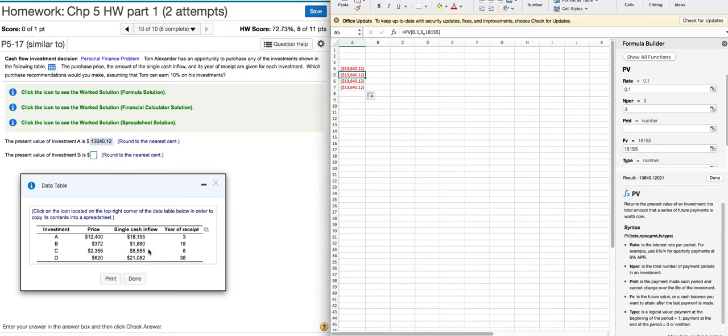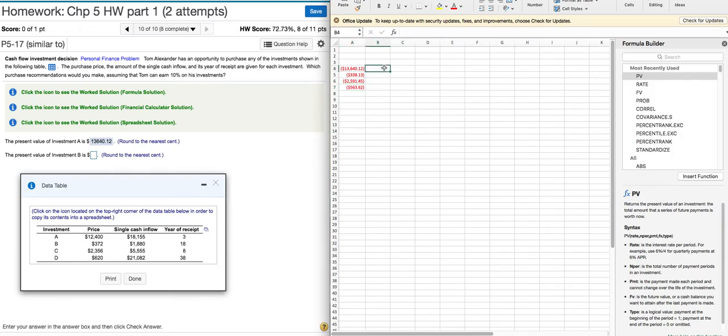So investment B would be $1,880. That's the future value, and that is in 18 years. And investment C would be $5,555. That's in 8 years. You see how quickly we can do these in Excel. I'm just going to calculate them out before I enter them into the answer boxes. And for D, it is 38 years, and the future value is $21,082.